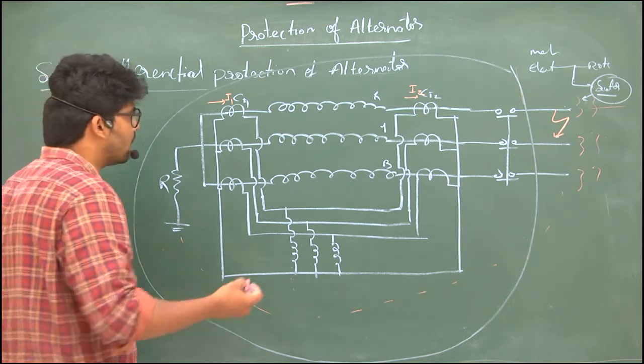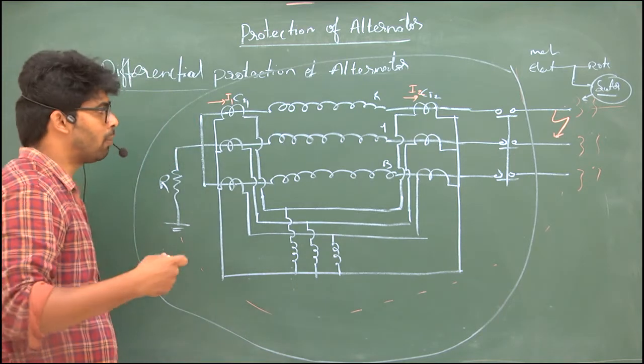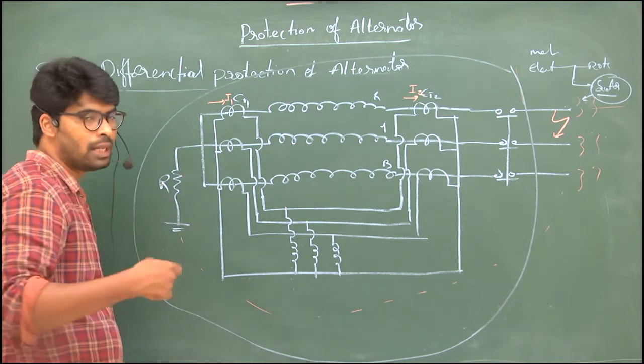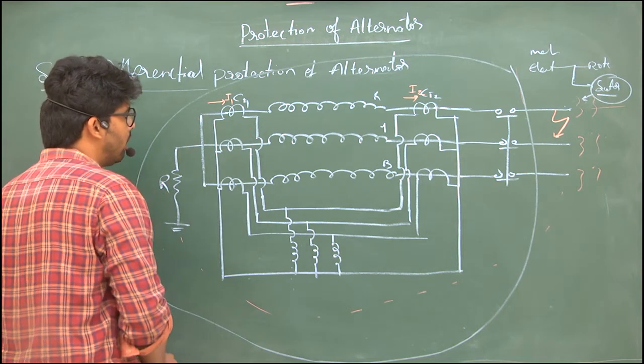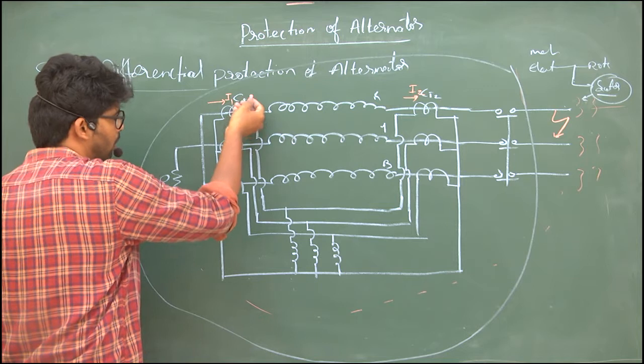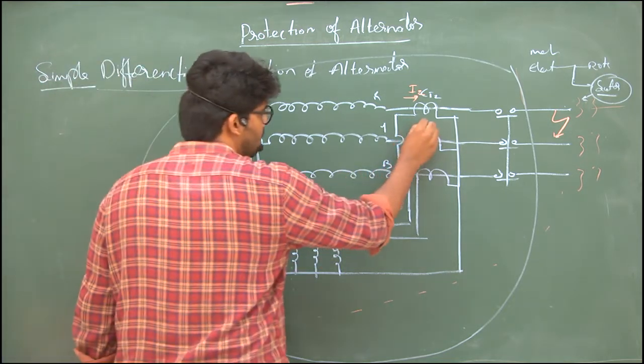When a fault occurs, the rated condition will be increased, so the fault current will increase. The secondary coil of the CT will then carry a value proportional to I1. Let us take this as I1 and this as I2.